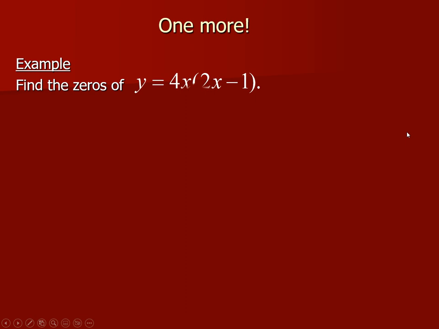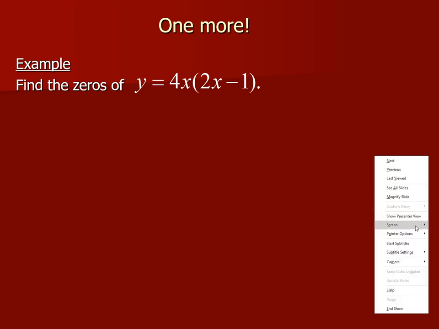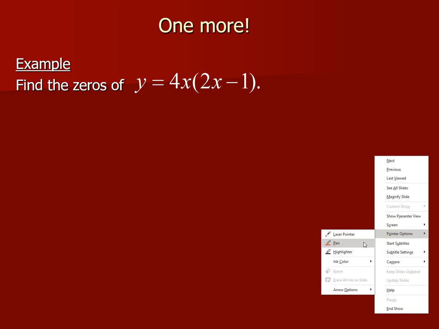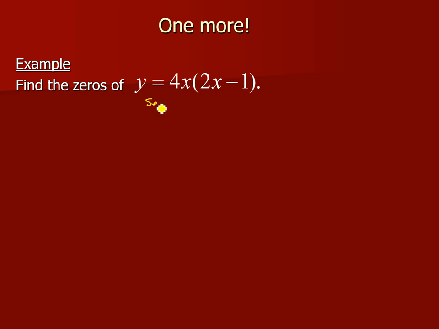Okay. What's the first step of these things when I want to find the zeros? Set y equals 0. At least get that much done. Set y equals 0. And I put a little colon there. There it is.